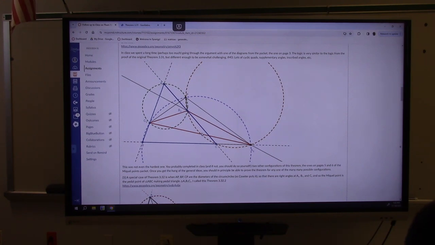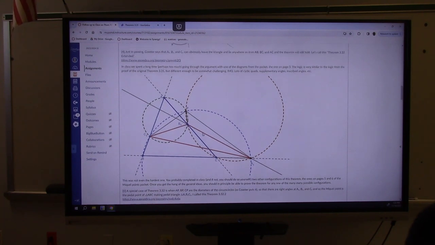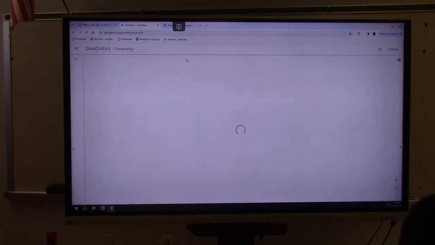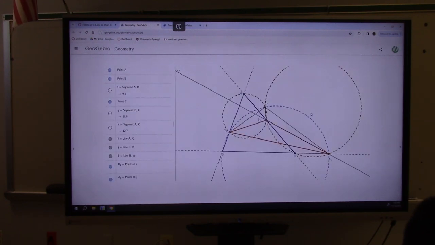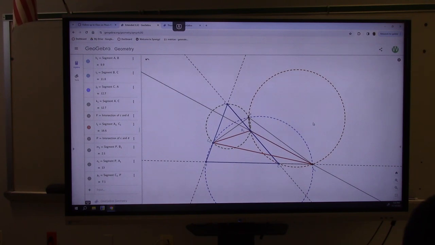And if you don't believe me that the theorem still holds, we could do one. Should we just do one right now? Just so we're doing something new? So you should be able, in theory, people at home, to prove this later for any of the many, many configurations.